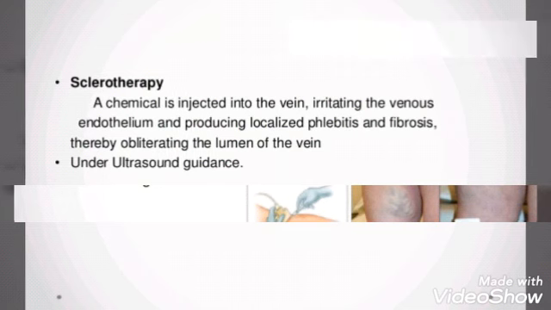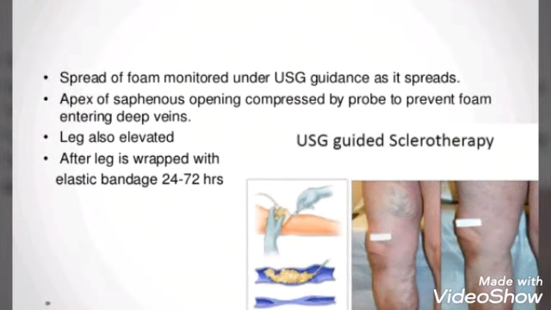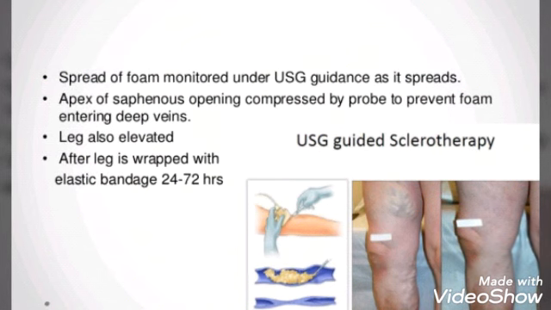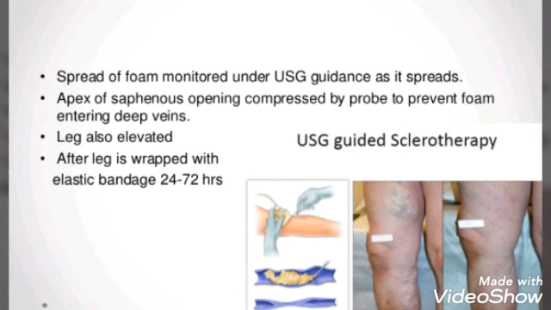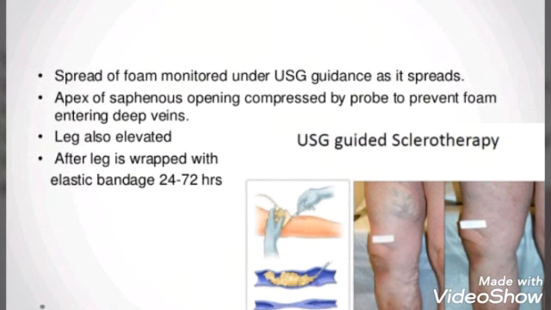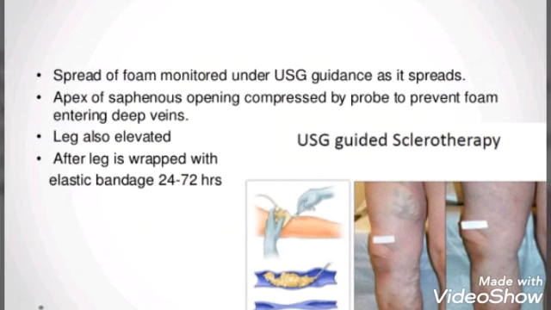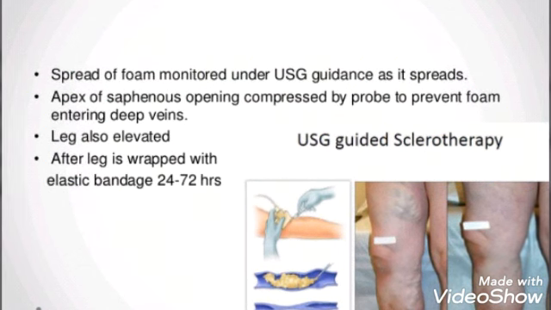You can see here, spread of foam monitored under USG guidance as it spreads. Apex of saphenous opening compressed by probe to prevent foam entering deep veins. Legs also elevated. Legs are then wrapped with elastic bandage for 24 to 72 hours. So they are covering the area with the foam under USG guidance, and then after 24 to 72 hours, they are again opening and seeing the effect of therapy on the patient.